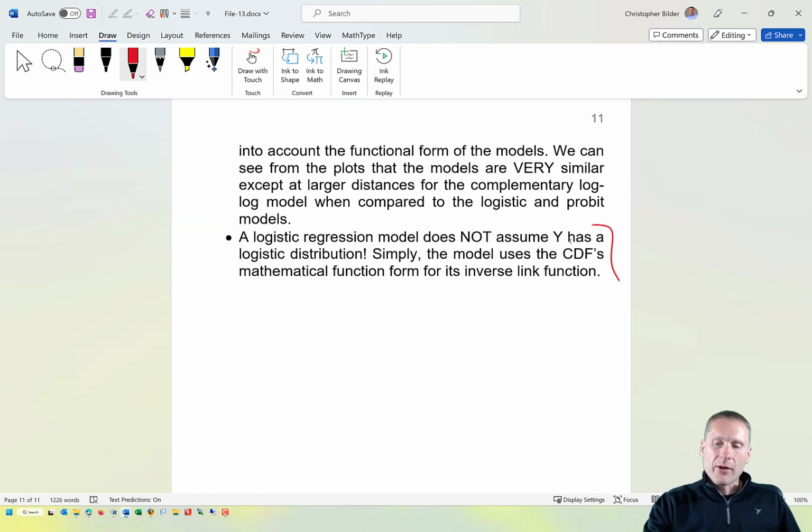Okay, and I've already talked about this last note here. Again, logistic regression doesn't mean that we are assuming any of our data has a logistic probability distribution. We're just simply taking advantage of the mathematical form of the inverse CDF for a logistic probability distribution so that we can guarantee that pi is between 0 and 1. That's it. So that concludes this set of notes on generalized linear models.